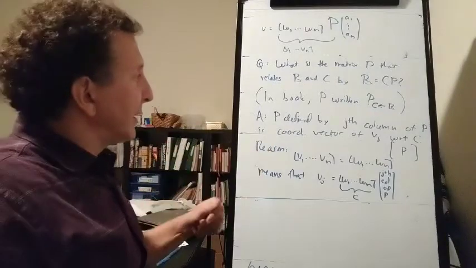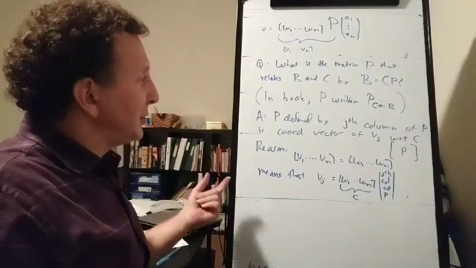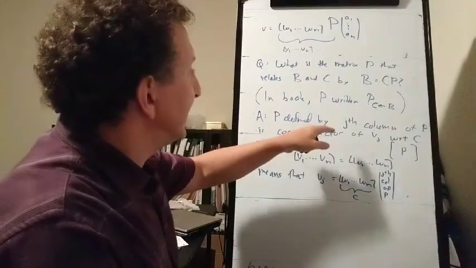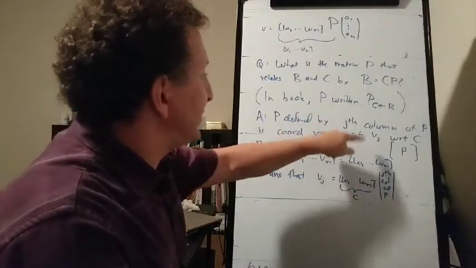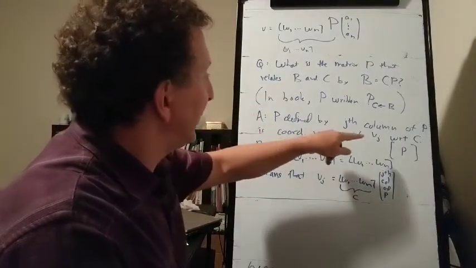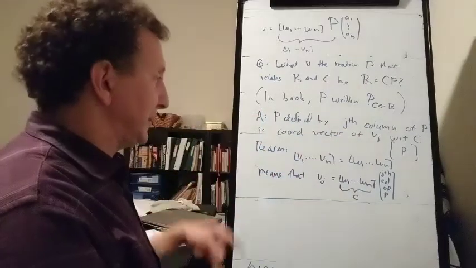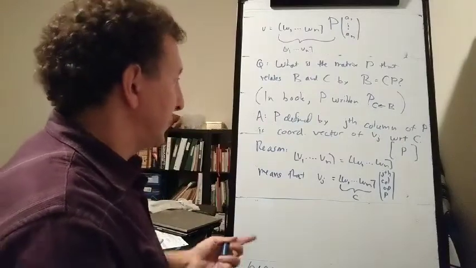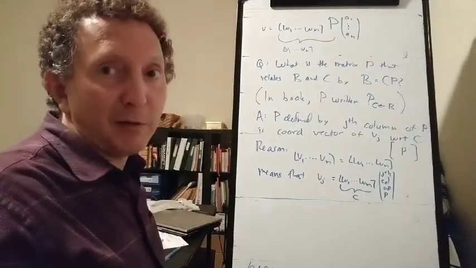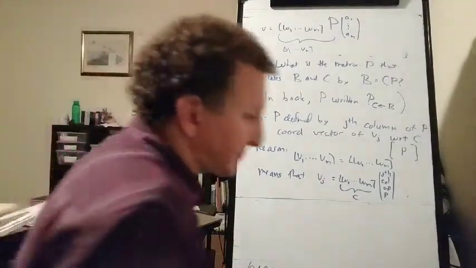Now that might look like a nice formula, although usually it's hard to find the coordinate vector of Vj with respect to C. It's easier to find the coordinate vector of Wj with respect to B. But that's okay, we can do that, and if we do that, we're finding the inverse matrix, and we can just invert afterward.